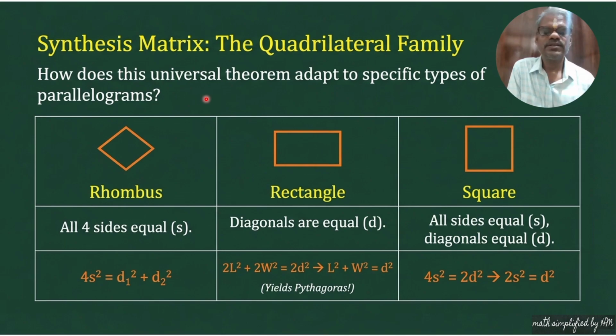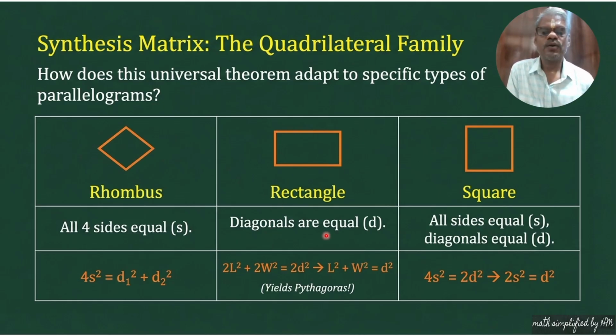How does this universal theorem adapt to specific types of parallelograms? We know that rhombus is a parallelogram. All four sides are equal and diagonals have different lengths but they bisect each other. Therefore, we get 4a square is equal to d1 square plus d2 square.